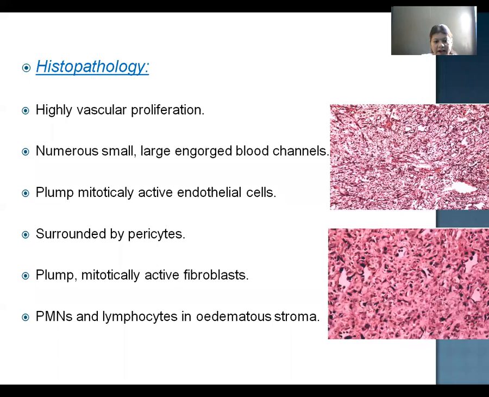Plump, mitotically active endothelial cells are present, surrounded by pericytes. Plump, mitotically active fibroblasts are present. Neutrophils and lymphocytes are seen in an edematous stroma.